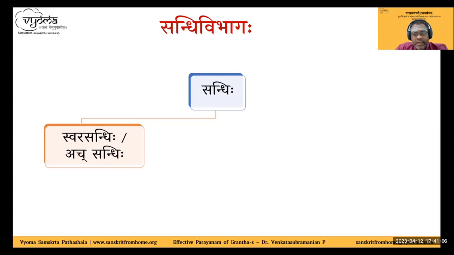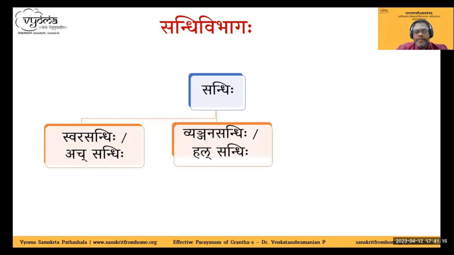And how does that change occur? It can be either an adesha. Mostly it is an adesha in swara sandhi. Next type is vyanjana sandhi. If the change is taking place not at the independent sound but on the dependent sound, which is vyanjanas, it is called vyanjana sandhi.